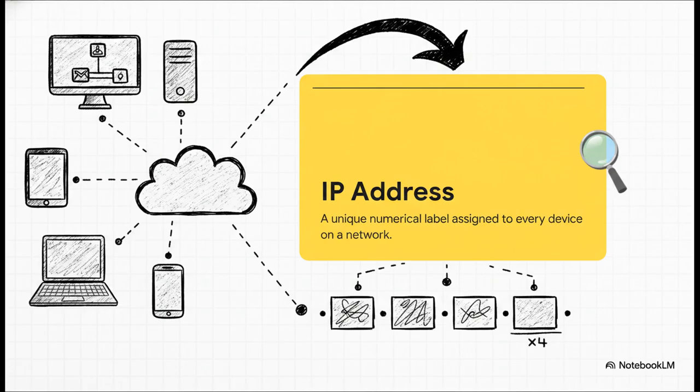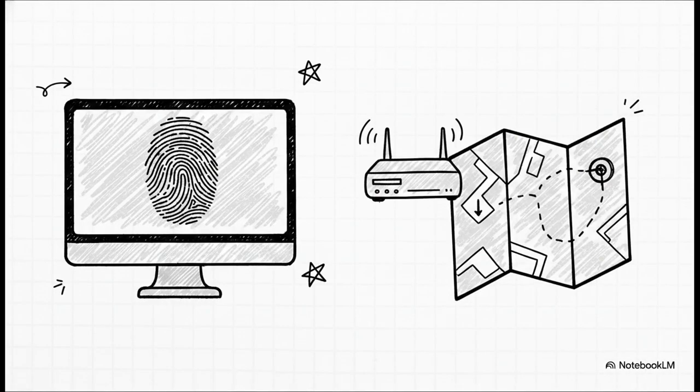It's a 32-bit address written out in what we call dotted decimal notation. That basically just means 4 numbers, each ranging from 0 to 255, separated by dots. A classic example you've probably seen is 192.168.1.10. Now, this seemingly simple string of numbers serves 2 absolutely critical purposes.